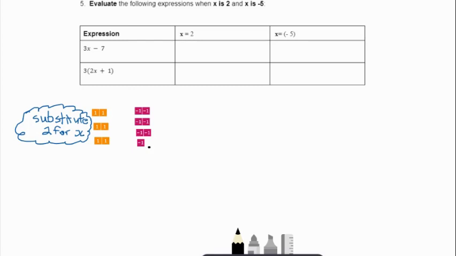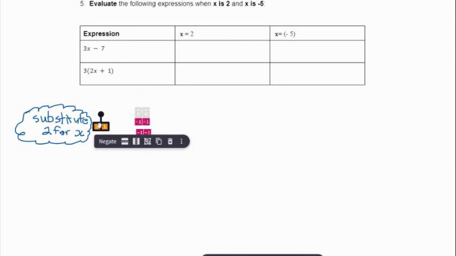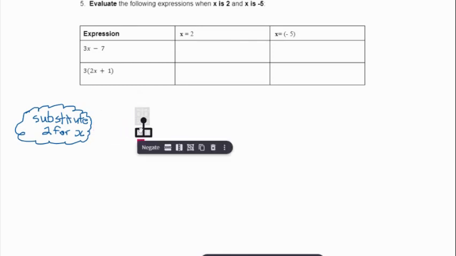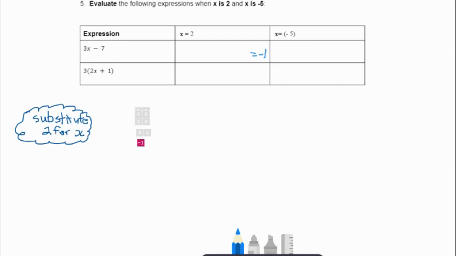So now we can evaluate what we have here. Now we've just got numbers and no x's, so we can make our 0 pairs. So that's going to be a 0, that's going to be a 0, that's going to be a 0, and we're left with negative 1. So the answer here is negative 1. So that's the visual of how substituting works. Now let's do it numerically.